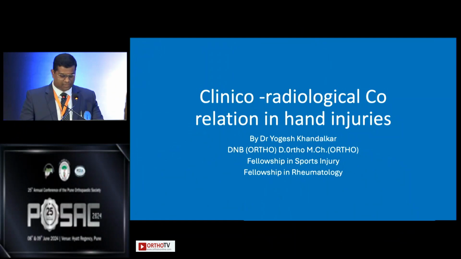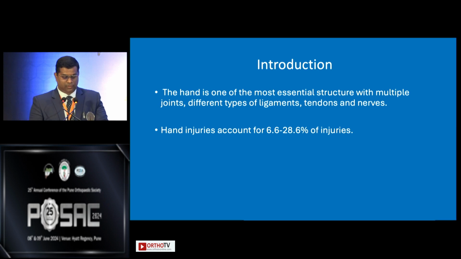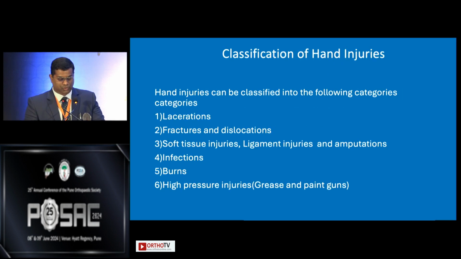So we are going to start with the basic thing that is for fresh postgraduates and all new consultants. The hand is one of the most essential structures, with multiple joints, different types of ligaments, tendons and nerves. Hand injury accounts for almost 28% of all injuries.